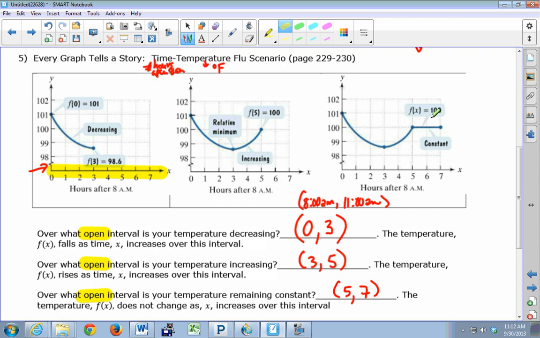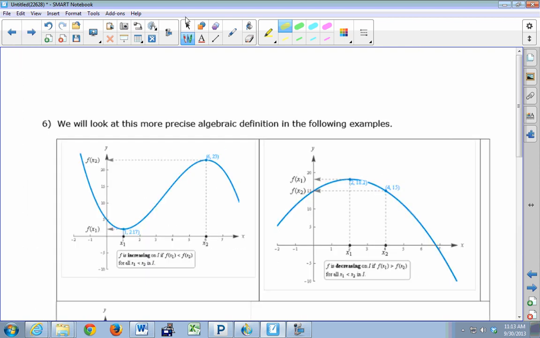So do you agree with me that this idea of increasing, decreasing, and constant is sort of an intuitive sense? Do you feel like you could have answered that? Maybe not the open interval idea, but if you looked at this graph here and I asked you, where is this increasing, decreasing, and remaining the same, do you think you could have answered that? Yes? No? Yeah? Okay. So let's take a look at how we have to do it mathematically, the notation we have to use. So I took this from your book.